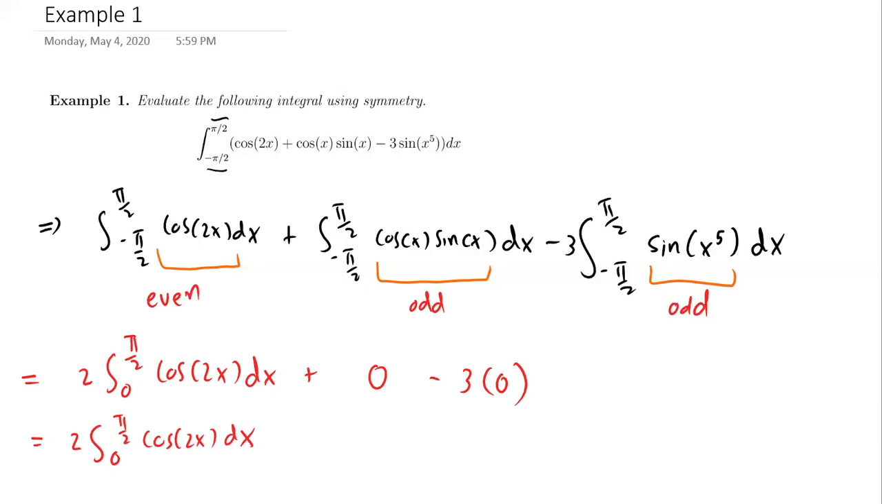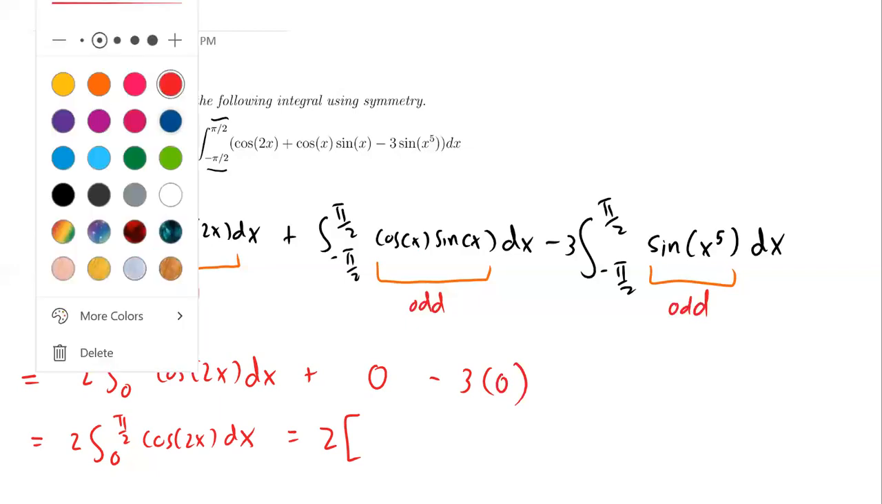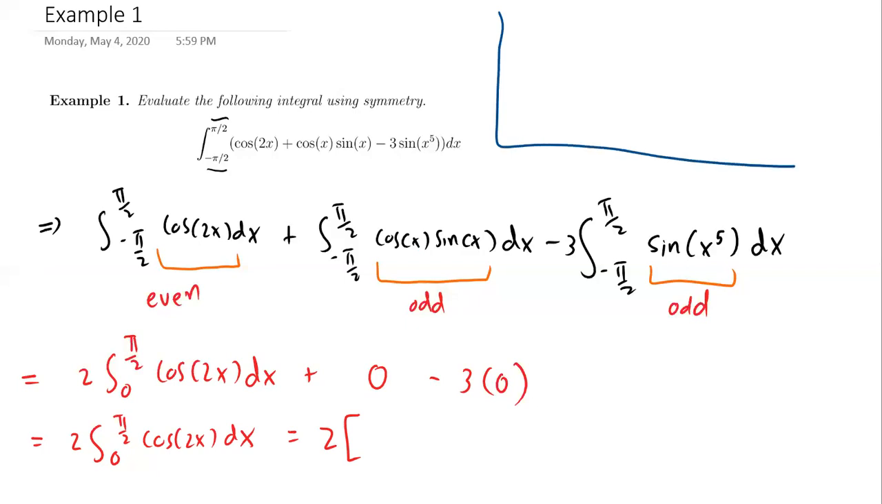And then here we can use the fundamental theorem of calculus, right? Because cosine 2x is continuous everywhere, so it's continuous on the interval 0 to pi over 2. So what is this going to be? We can worry about the 2 later. Well, we need an antiderivative. So what's an antiderivative for cosine of 2x? We did this in section 4.9. If you don't remember, it's fine.